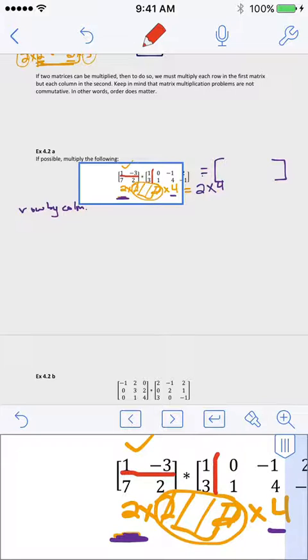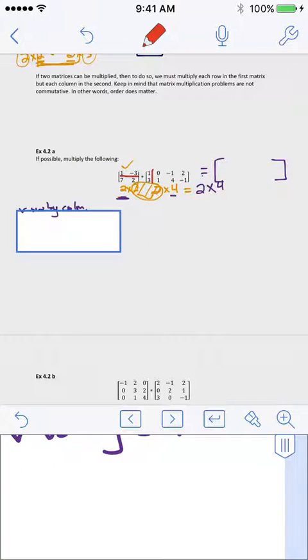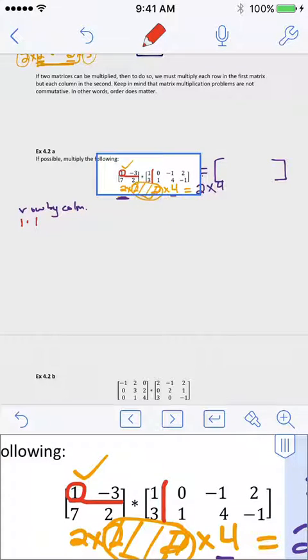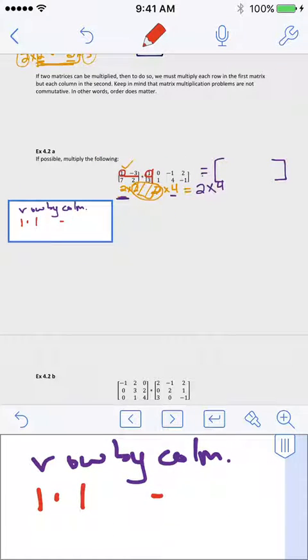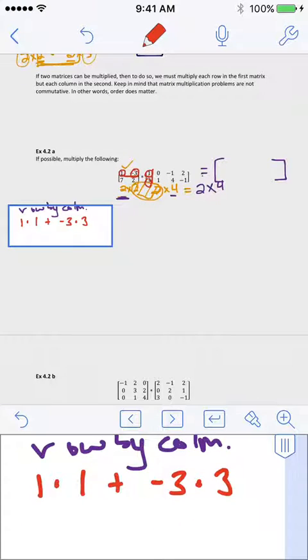We're going to multiply it entry by entry in this row by column. So I'm going to multiply the first entries in each. Down here we'll do 1 times 1. That was the first entry here and the first entry there. And then I'm going to do the second entries, negative 3 times 3. So first entry, second entry of the first row times the first column. And then I'm going to add those two things together.